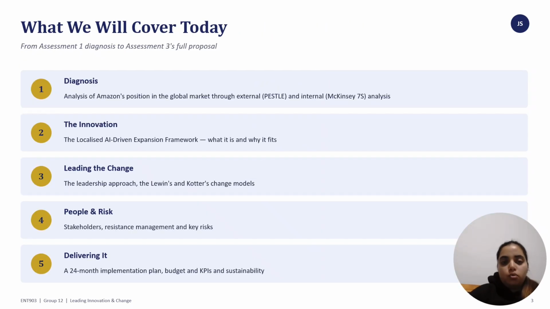Now I'll tell you about the roadmap. Here's how we'll take you through the presentation. First, our diagnosis, the external PESTLE analysis and internal McKinsey 7S analysis. Second, the innovation itself, that is the localized AI-driven expansion framework. Third, how we would lead the change using Lewin's and Kotter's models. Fourth, the people and the risk side, our stakeholders and how we would manage resistance. And finally, how we would actually deliver it: a 24-month implementation plan, budget, KPIs, and how we would sustain it for the long term.